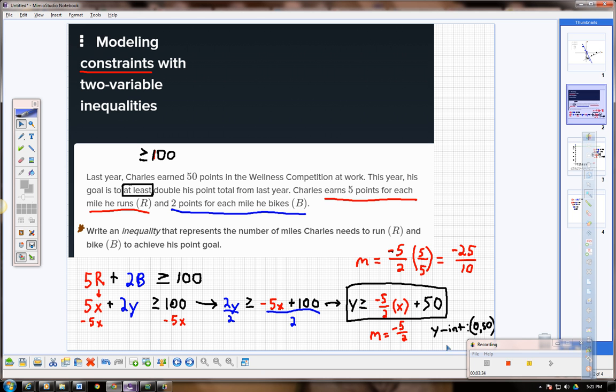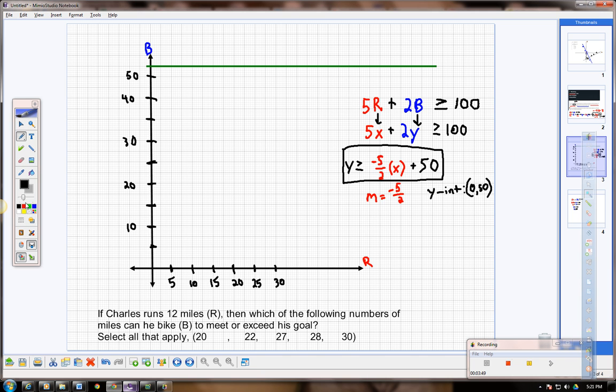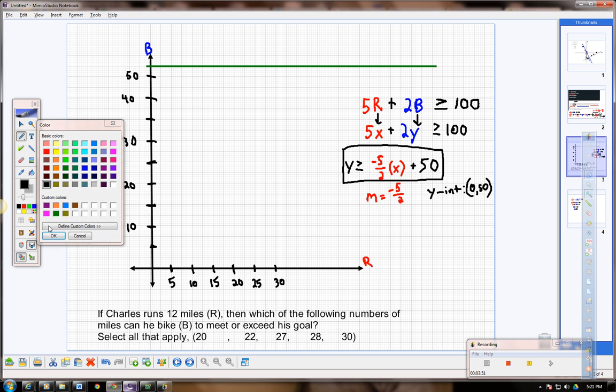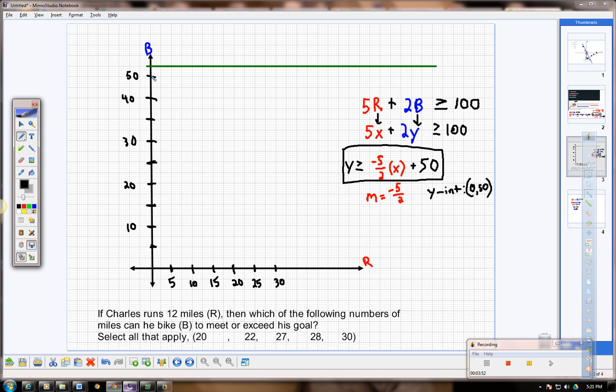We want to run with our y-intercept. So the first thing that you want to plot is your y-intercept. Okay, so we plot our y-intercept here. I'm just going to go ahead and plot that, in black.